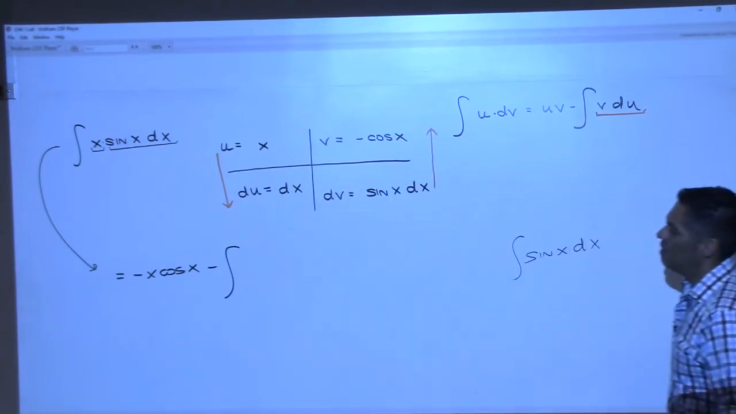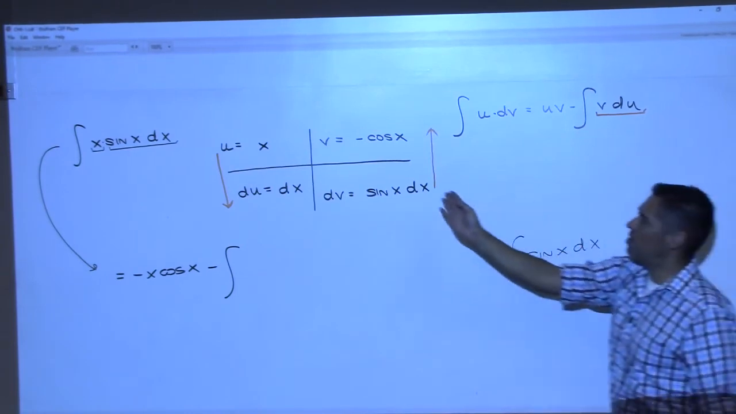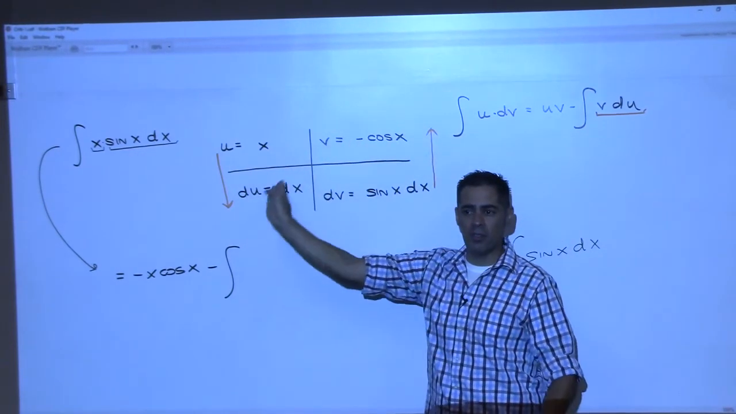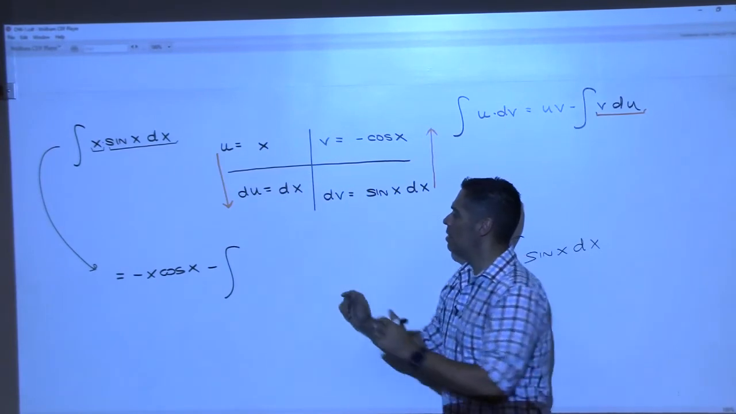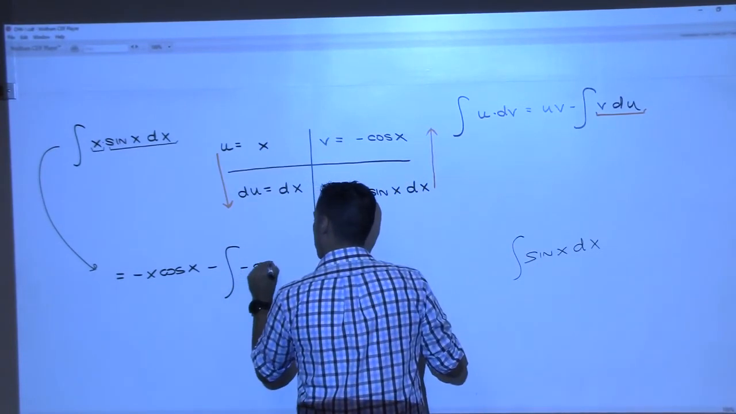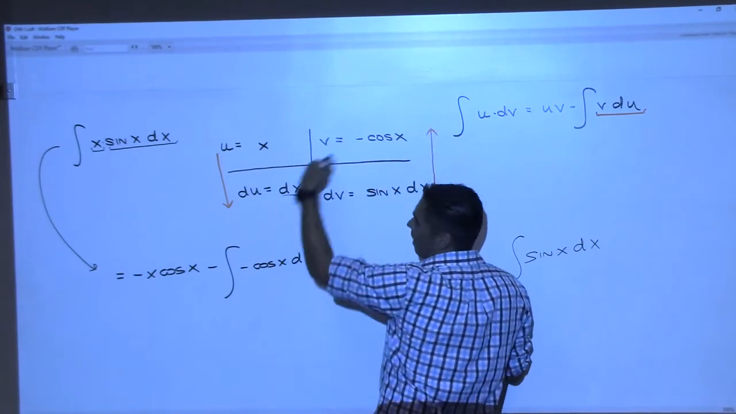And then what is the next piece? V du, right? Which is this diagonal. It's these two across here, this one times this one. So it's negative cosine x dx. See, that's how I pick up that dx from that diagonal.